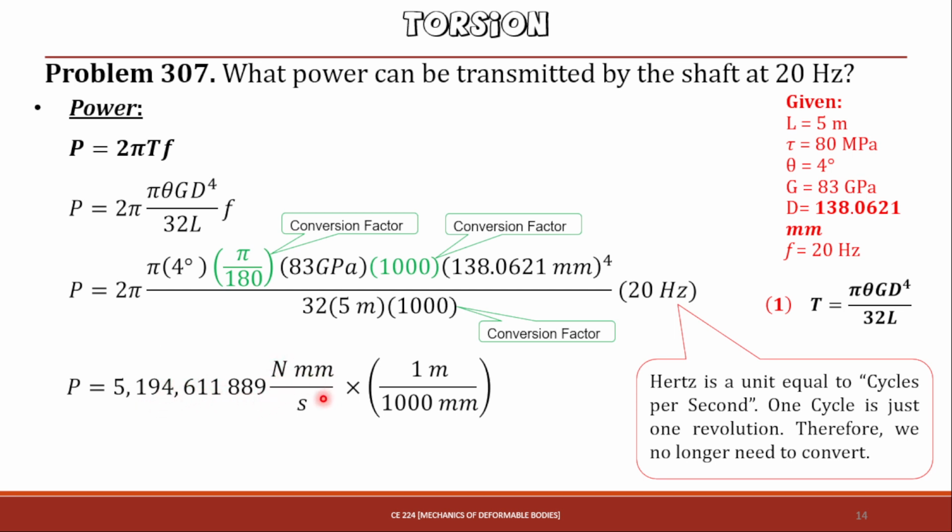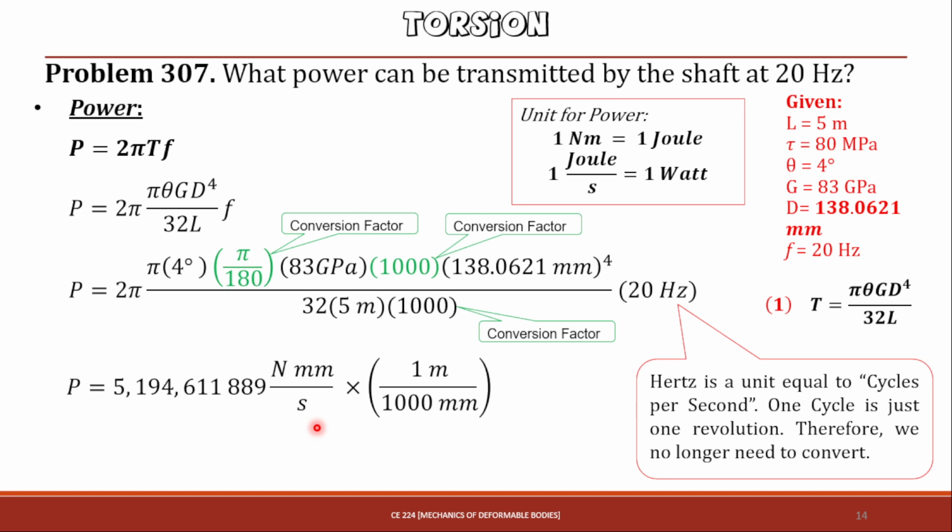So, therefore, yung magiging sagot natin, pag pinindot na sa calculators natin dyan, ay 5,194,611,889 Newton millimeter per second. So, hindi pa ito yung magiging sagot natin because yung units natin ay Newton millimeter per second. So, para mag-come up tayo with the correct answer na to, hanapin na lang natin yung unit na kailangan natin.